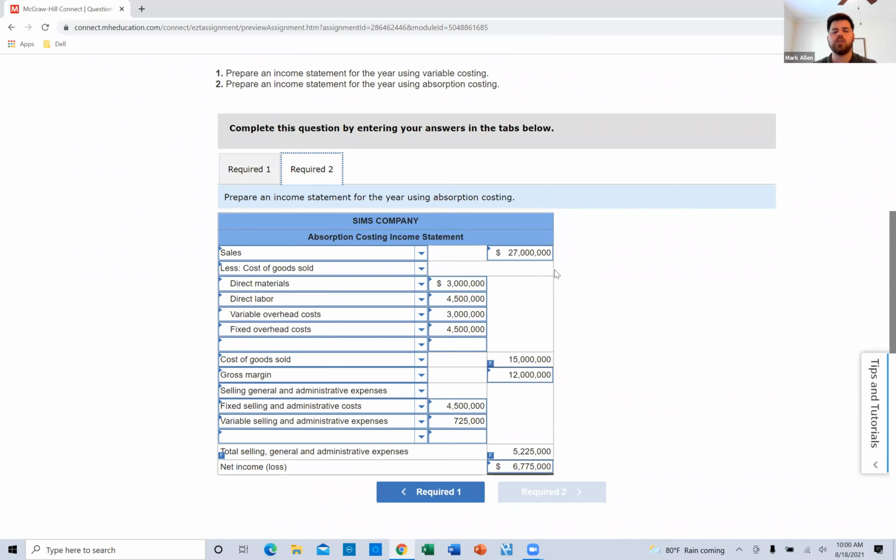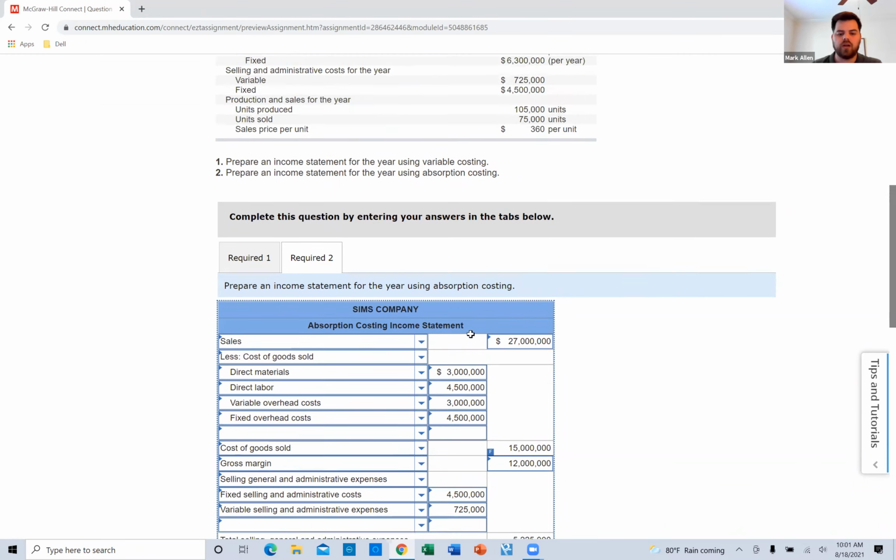Now, moving on to requirement 2, we're going to do the same exact thing with the same exact information. The difference being that in this case, we are using absorption costing. So let's see how that changes things. In this case, our sales number is going to be calculated exactly the same. Our direct materials, our direct labor, our variable overhead, all of that is directly the same. The only difference is now we are considering the entirety of those fixed overhead costs.